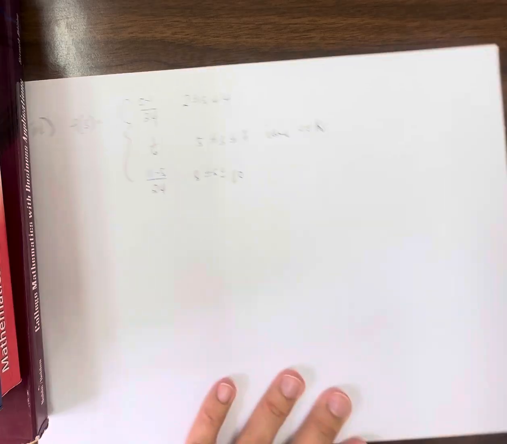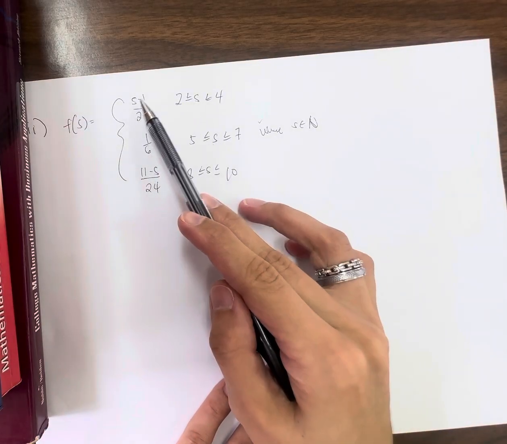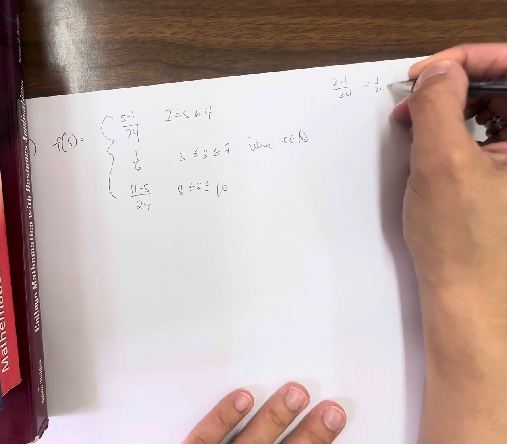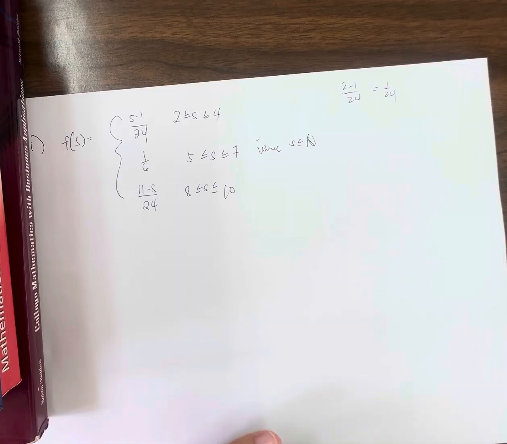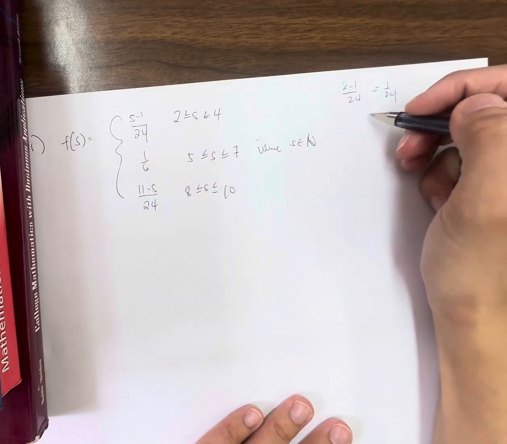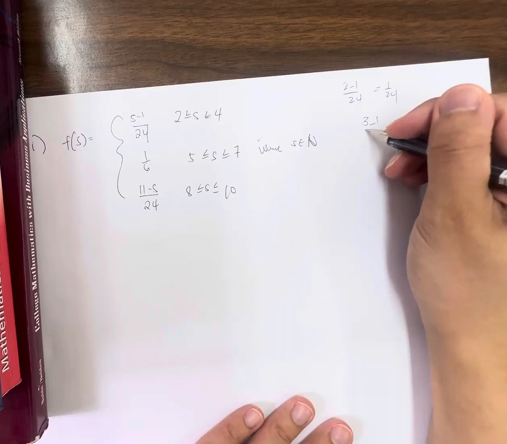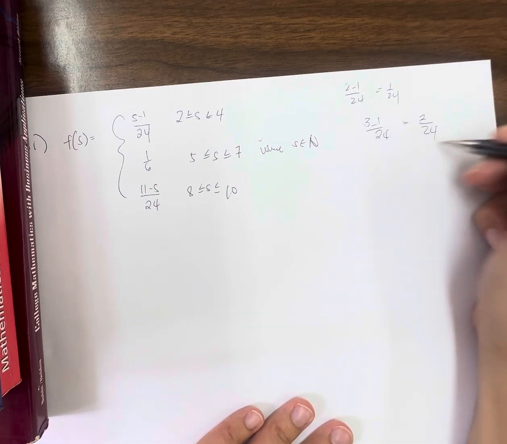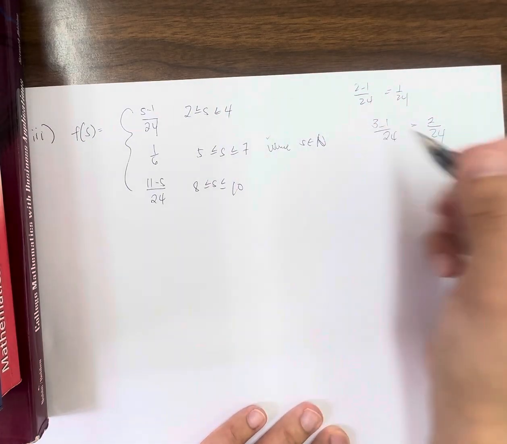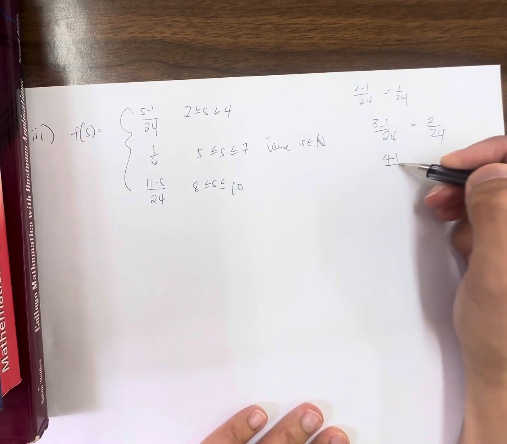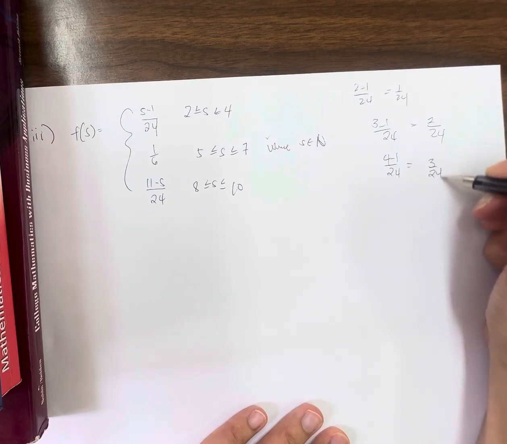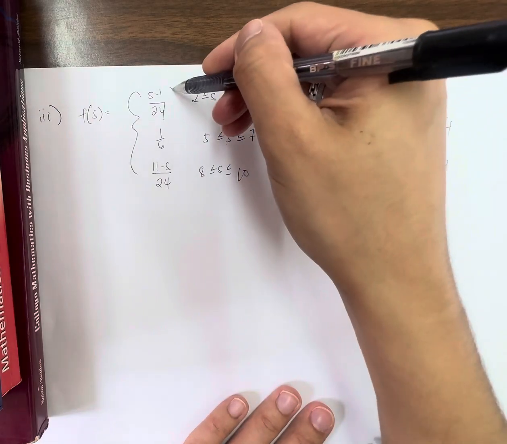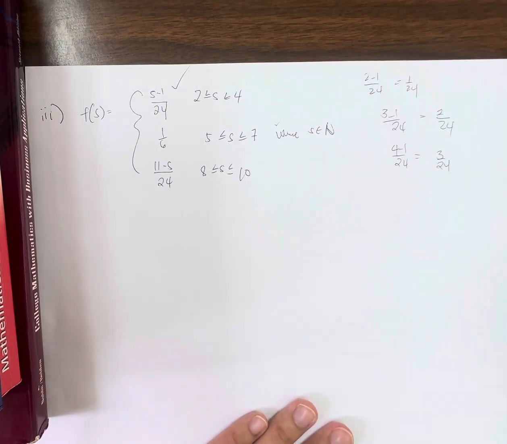So if I check that using this rule, if I substitute 2 into S, I indeed get 1/24. If I substitute 3 into S and follow the formula, I indeed get 2/24. And if I substitute 4 into S, I will also get 3/24, which matches what I have in my table of values. So this generalization is correct. It will work. It will be valid.